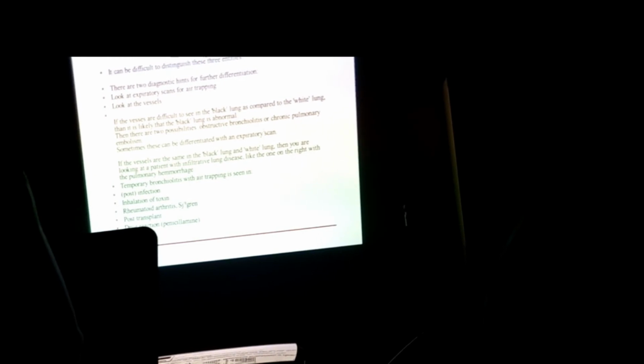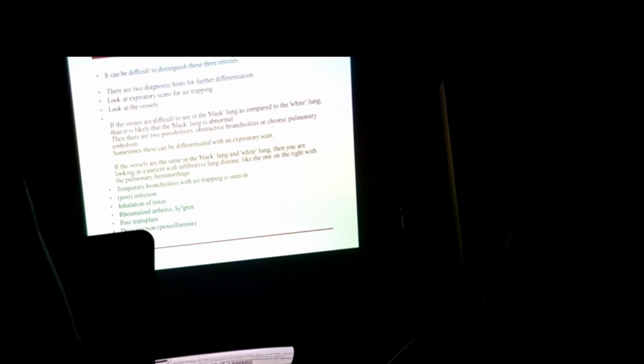If the black lung is abnormal, then there are two possibilities. Either this patient has BOOP or this patient has chronic pulmonary embolism. Sometimes these can be differentiated with an expiratory scan. You get an expiratory scan, and if there is still air trapping, the diagnosis is BOOP. And if you get an expiratory scan and there is no air trapping, the diagnosis is chronic pulmonary embolism.